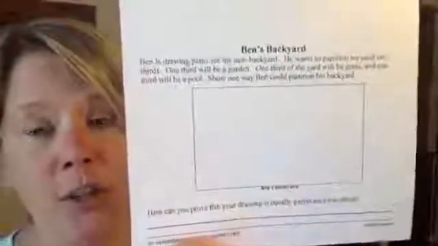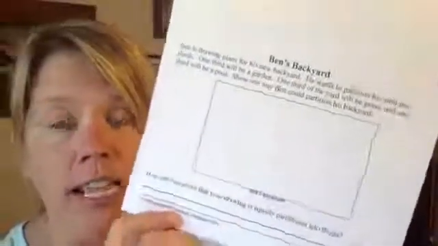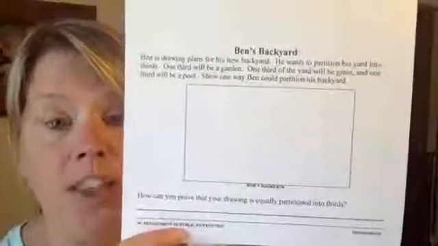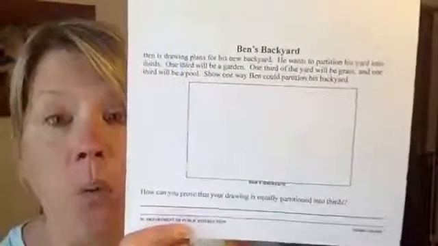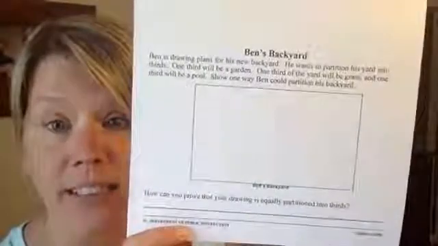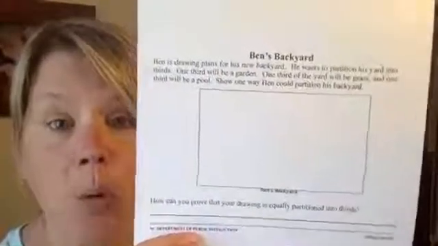So we're going to get into one little problem here, and then I'm going to ask you to work on something for me, okay? So this is a boy named Ben. Do you know anybody named Ben? I'm thinking, I don't know if I know anybody named Ben. But Ben is drawing plans for his new backyard. He wants to partition his yard into thirds. 1/3 will be a garden. 1/3 of the yard will be grass, and 1/3 will be a pool.